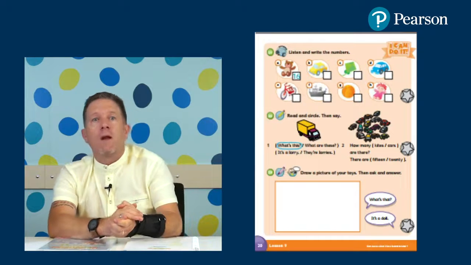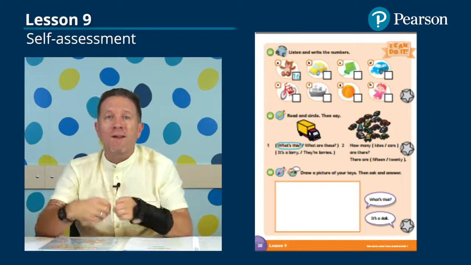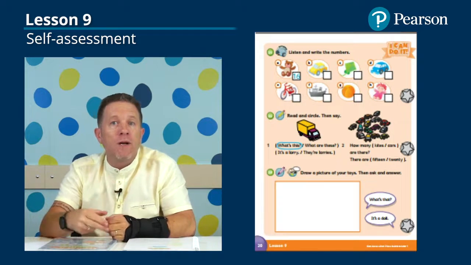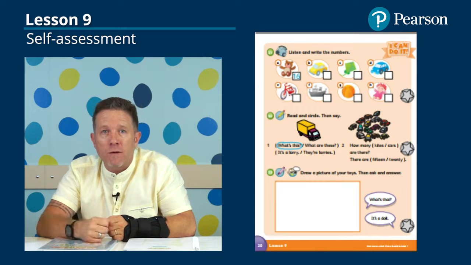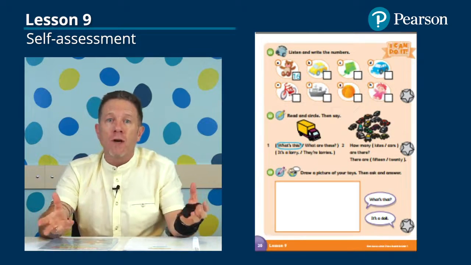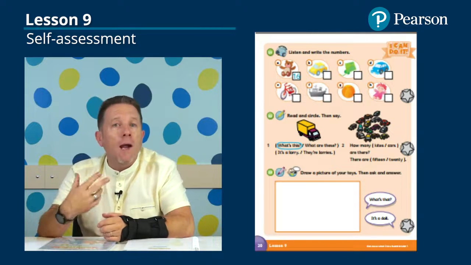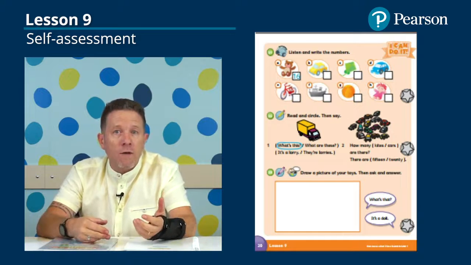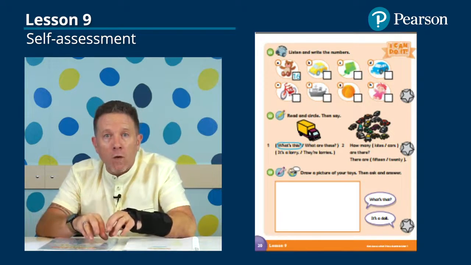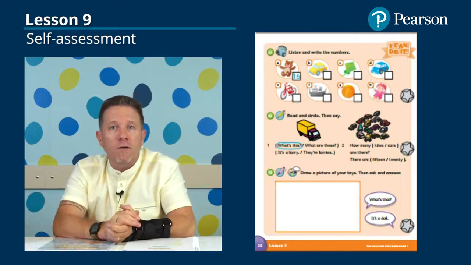Lesson 9. Self-assessment. Here we return to assessment for learning. Pupils complete a self-assessment in every unit. This involves completing 3 activities relating to the unit's vocabulary and grammar. After completing each activity, students are invited to self-assess what they can do now by sticking the Assessment for Learning sticker next to the activity.